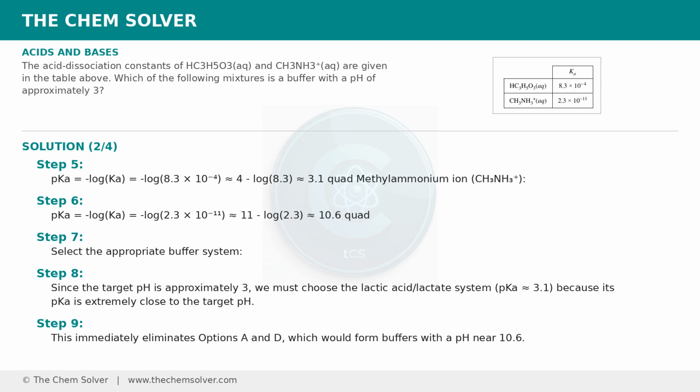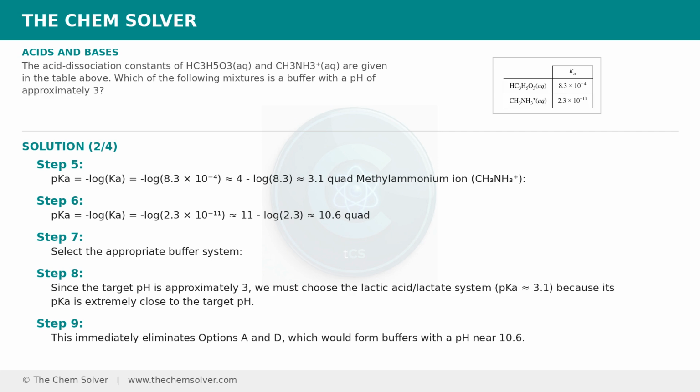Methylammonium ion, CH3NH3 to the power plus: pKa equals negative log Ka equals negative log of 2.3 times 10 to the power minus 11, approximately 11 minus log 2.3, approximately 10.6.